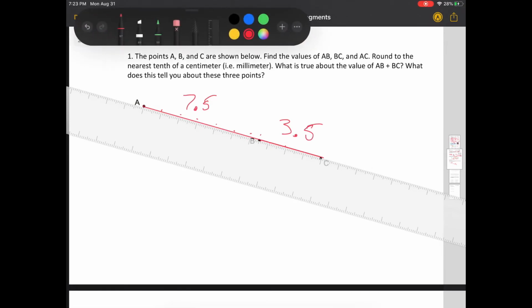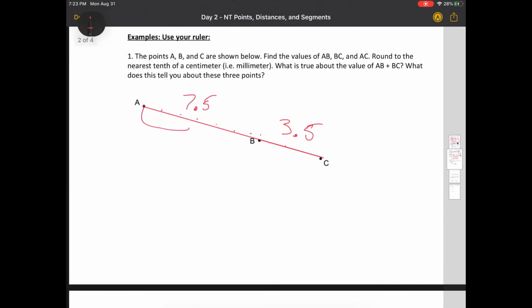Okay, now let's take our ruler away. This line segment is about 7.5 centimeters, and this line segment is about 3.5 centimeters. Now let's read our question. It says the points A, B, and C are shown below, and then it says find the values of AB, BC, and AC.